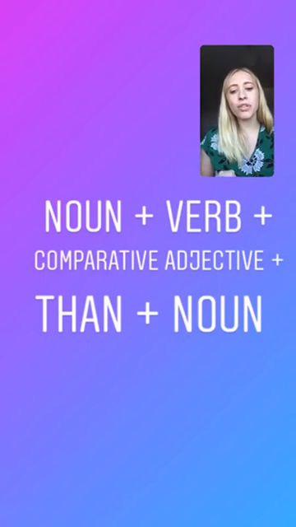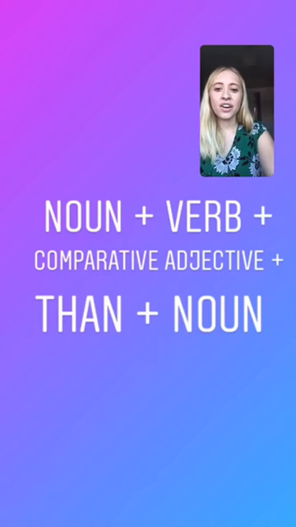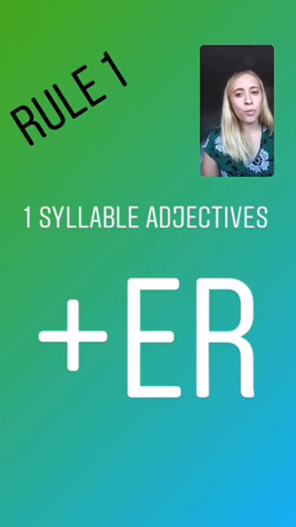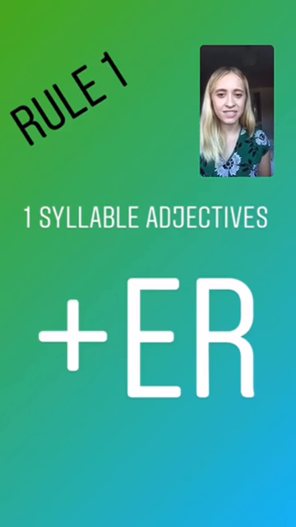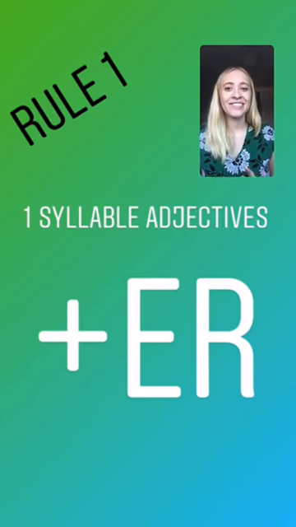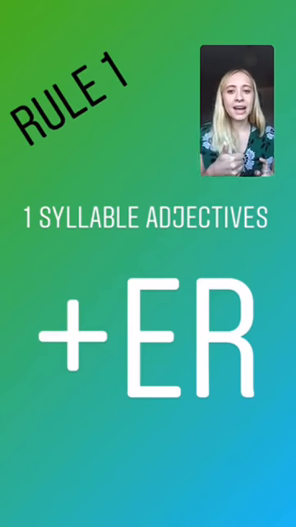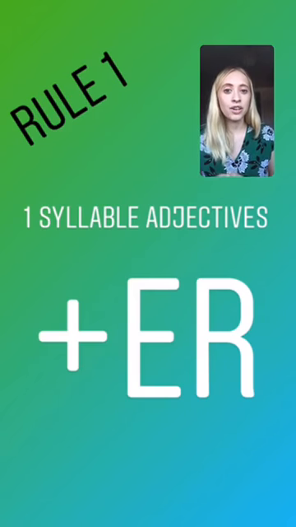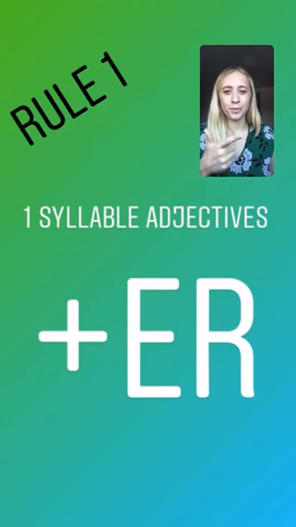So, as I said, there are 3 rules for how to make your comparative adjectives. Rule number 1. This is looking at 1-syllable adjectives. Maybe you're thinking, what is a syllable? Don't worry, relax, I'm going to explain. For example, my name is Amber. This is 2 syllables, Amber. We're looking for how many beats are in the word. So for example, table has 2 syllables, table.